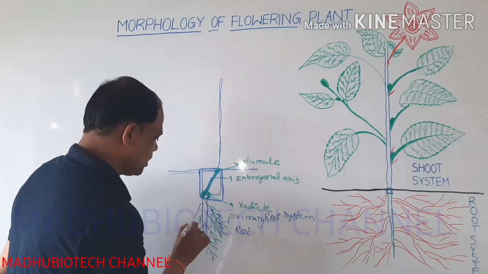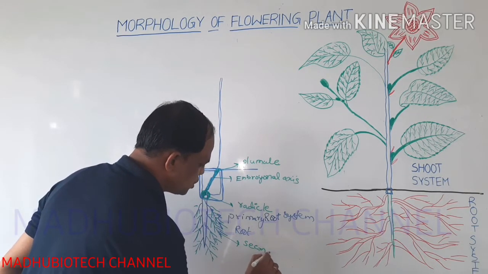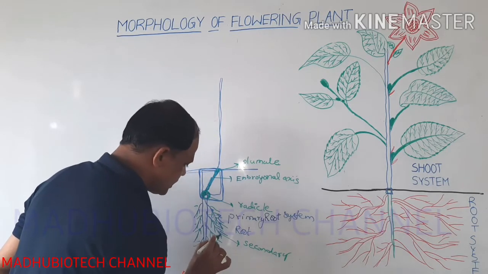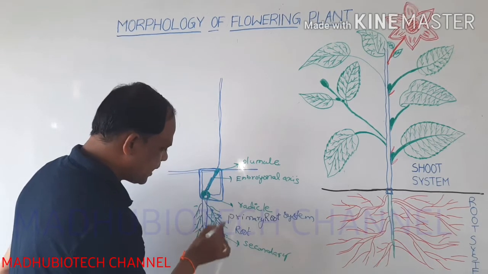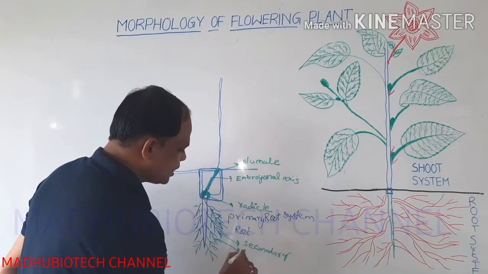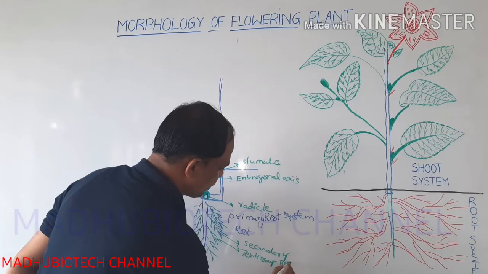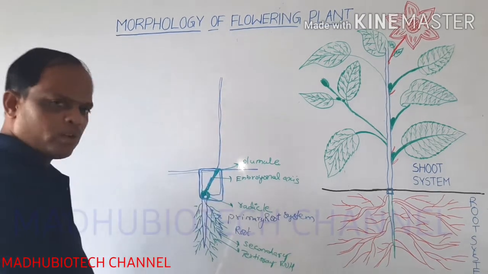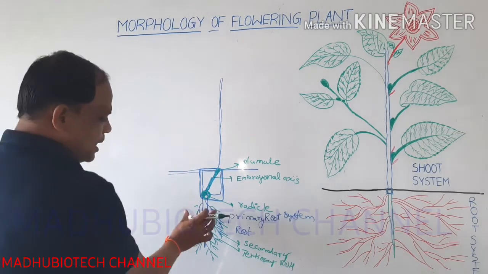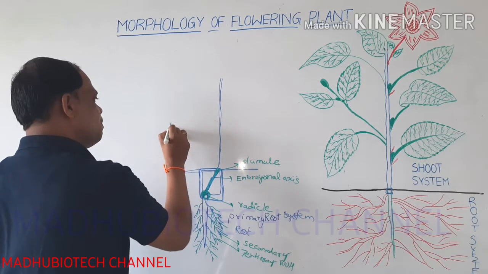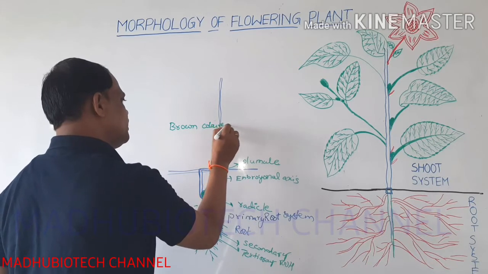So this is the primary root, and this one is called the secondary root, and the secondary roots again develop into tertiary roots. This type of system is called the root system. What are the main characters of the root system? The root system is brown in color.